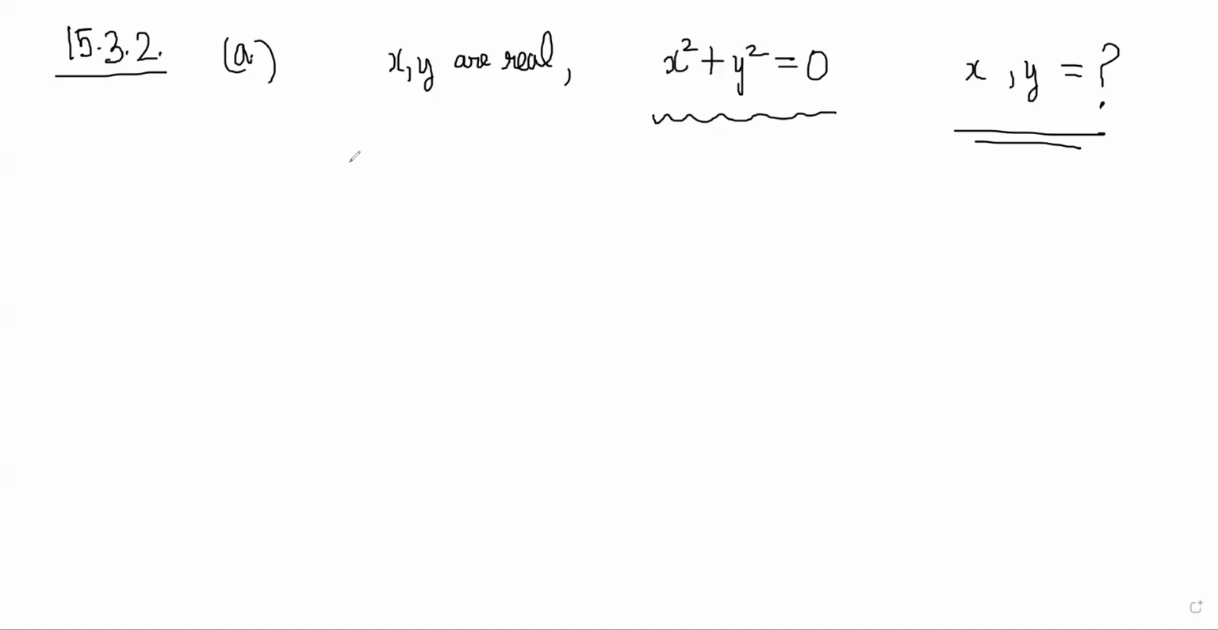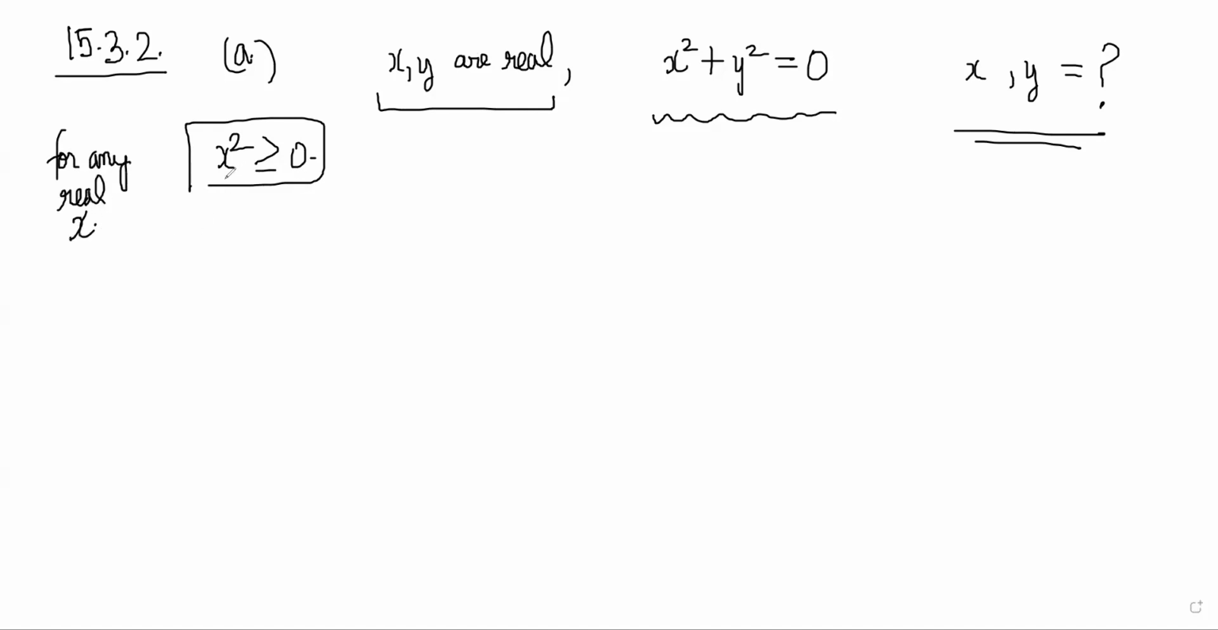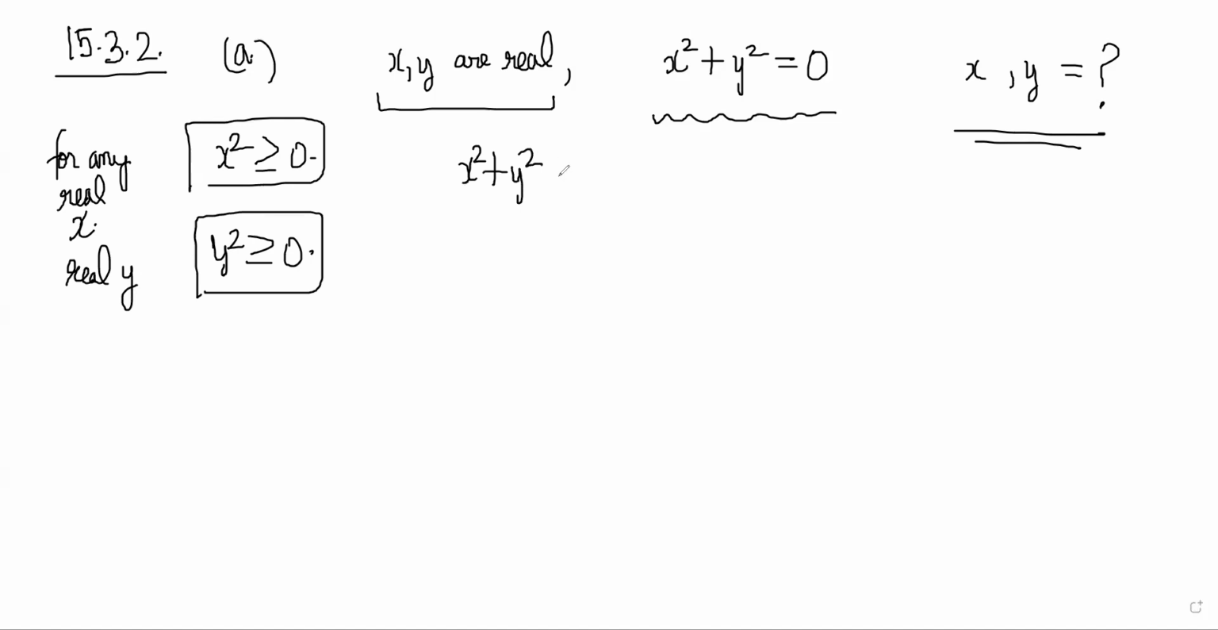The main thing here is that according to the inequality, we know x square is greater than or equal to 0, right? That is true for any real x. The only way x square could be negative is if x was not real. Similarly, y square is greater than or equal to 0, right? Because y is real. So the addition of them, x square plus y square, will always be greater than or equal to 0, right?